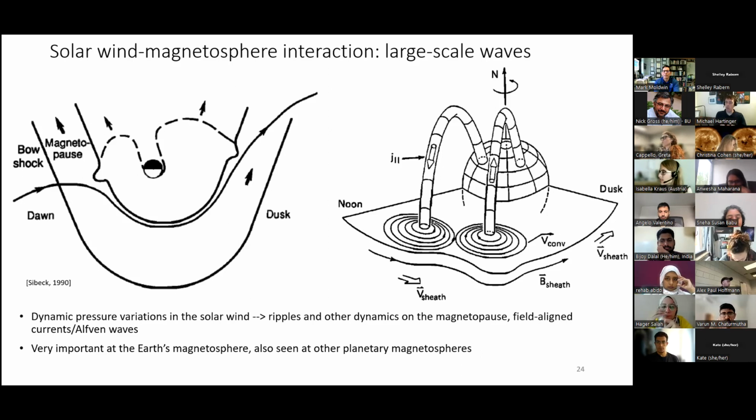And a good example at Earth is when you have a very large dynamic pressure change that causes the boundary to move very far in, and that can empty out the radiation belts. Basically, the high energy trapped radiation will get lost into the solar wind, and that sits around. You see that response many days later. So it's not always the case that these dynamics aren't important for the structure.